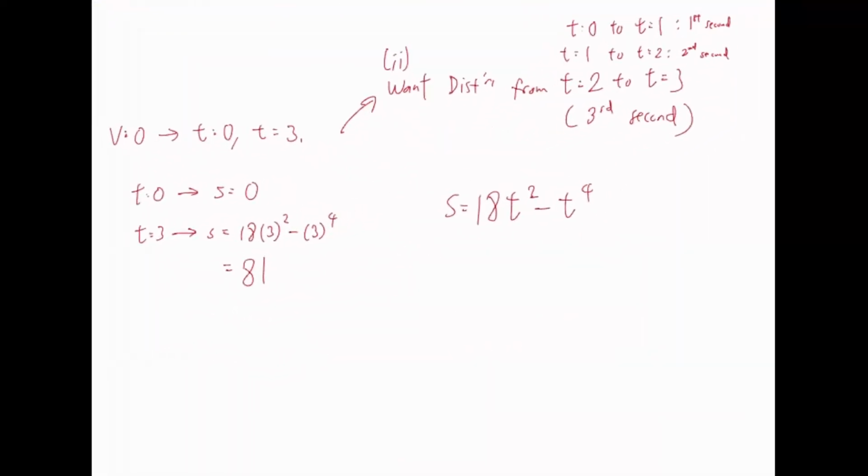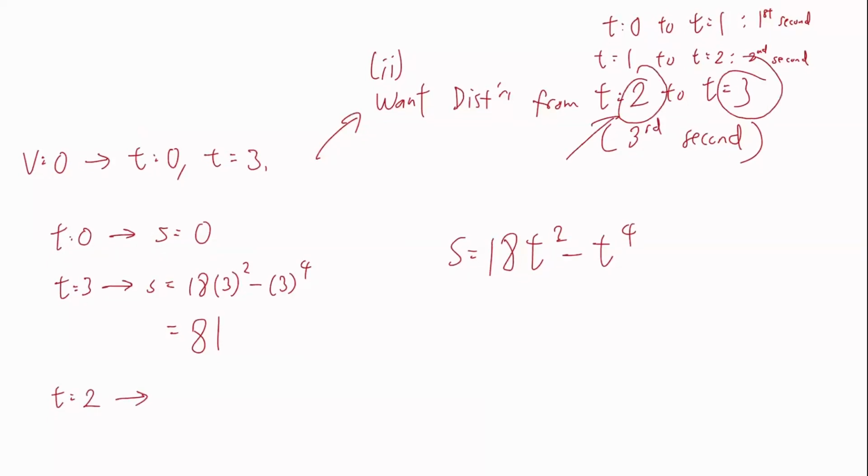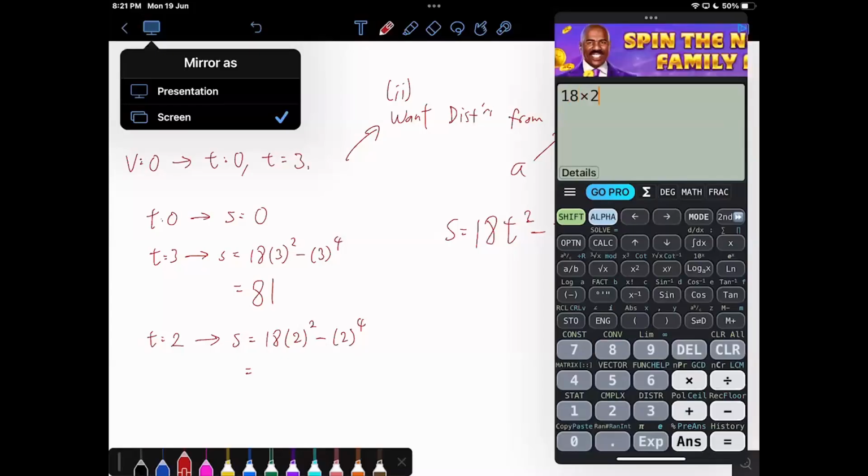Anything else we need to sub in? t equals 2, because we want 2 to 3. Okay, this is like your a, that's your n. Sub in t equals a, t equals n. Anyways, you get an s value, which is 18 times this squared minus this power 4. Calculate and let's see. 3 times 18. 18 times, I don't know, just use calculator. 56.